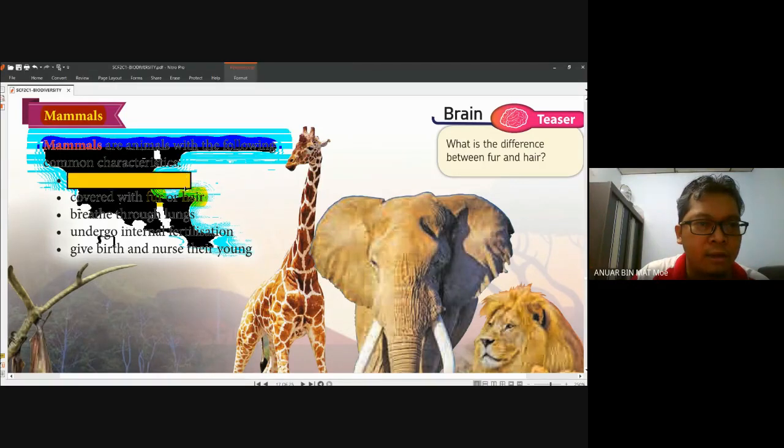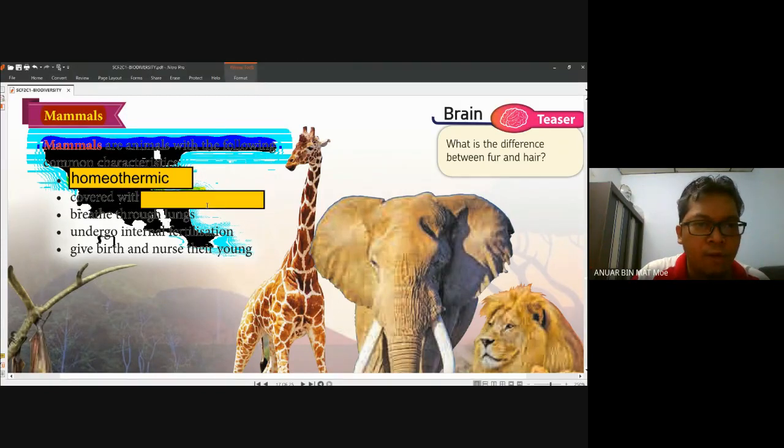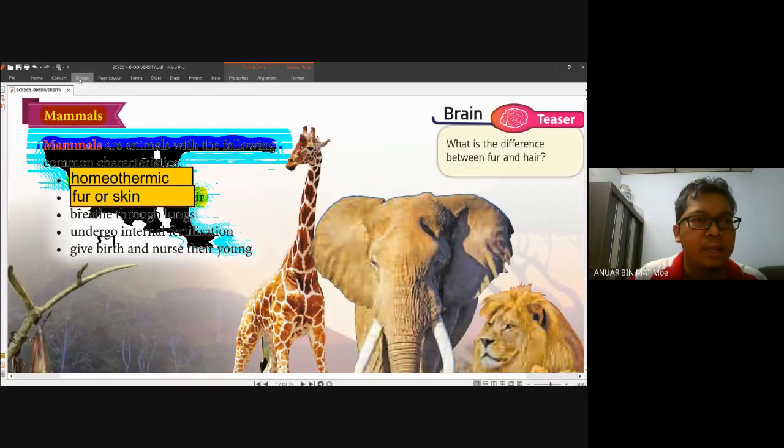Okay, I just write it here only. It is homeothermic. Okay, number 1. And then number 2, it is covered with what? It will be covered with fur, either fur or skin. This is the characteristic of mammals here. And then next one, it breathes through the lungs.